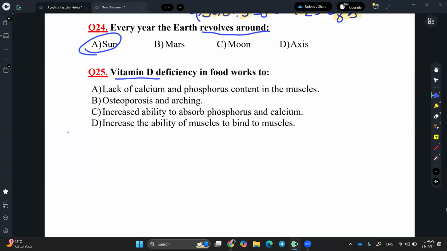Question number 25. Vitamin D deficiency, which is decreasing vitamin D in food, works to be osteoporosis and arching. Excellent. So here, vitamin D deficiency, which is when we don't take enough vitamin D from food, is going to lead to osteoporosis and arching. Okay.